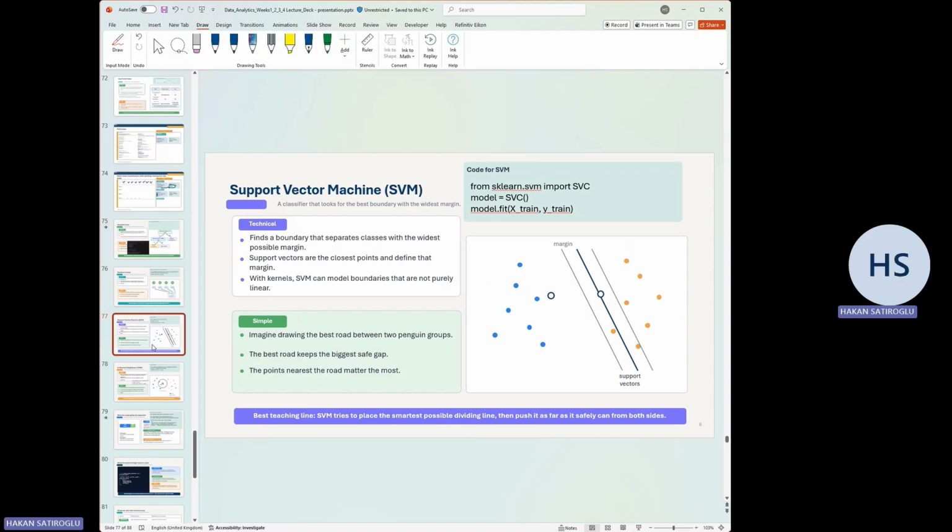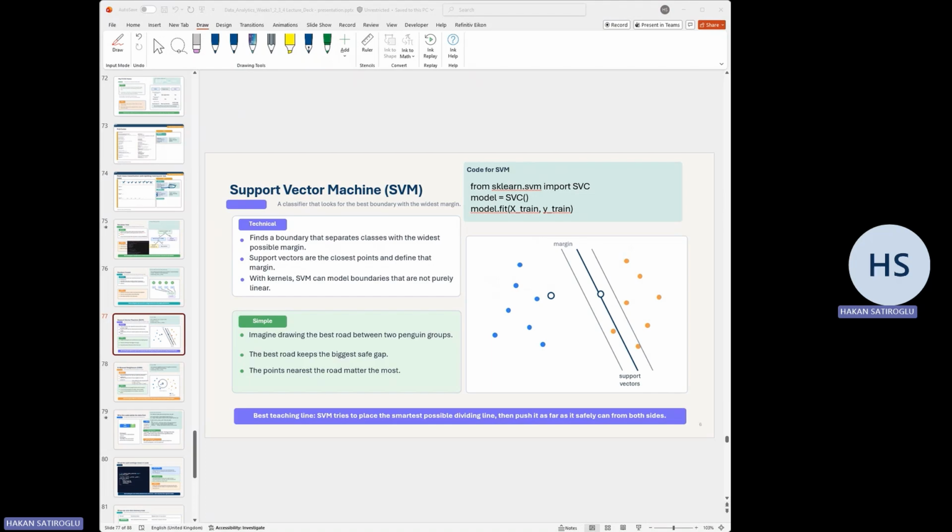Anyway, support vector machine is one of the classifiers that looks for the best boundary with the widest margin. The algorithm is trying to find a boundary that separates classes with the widest possible margin. As you can see, with two different groups, it tries to create something like a road or motorway, maybe a dual carriageway, creating the widest possible distance between them.